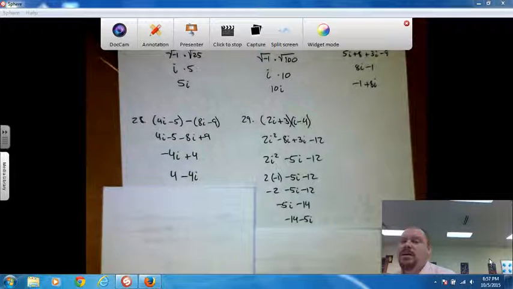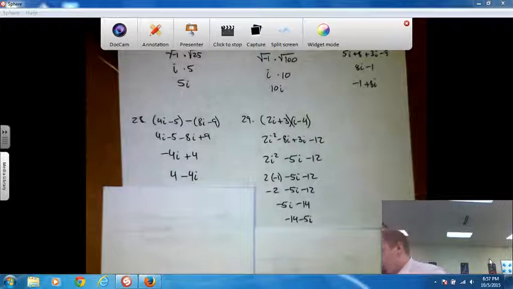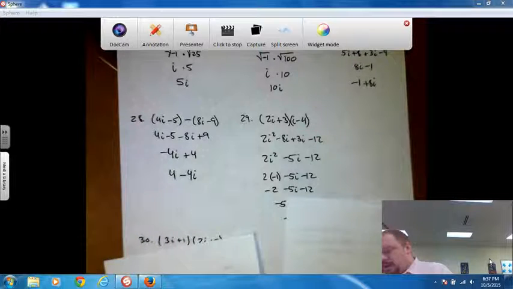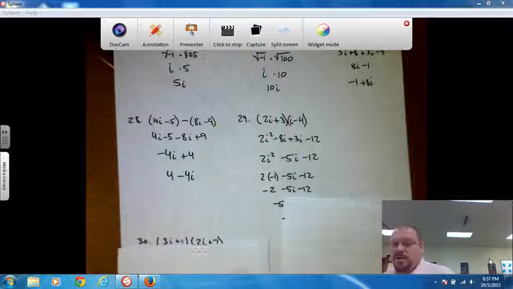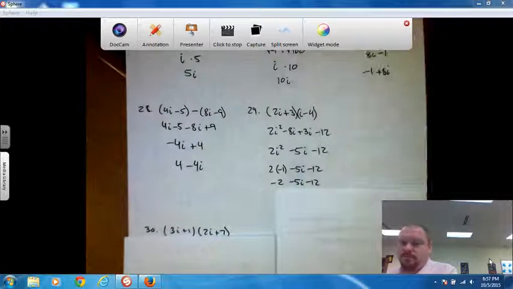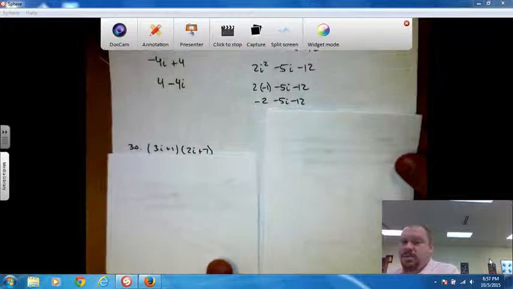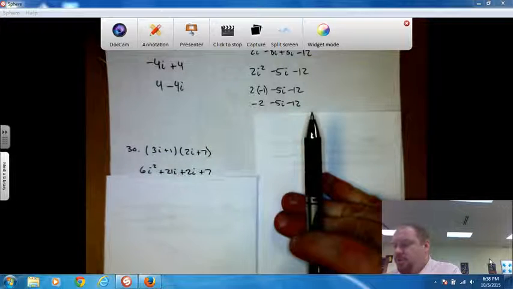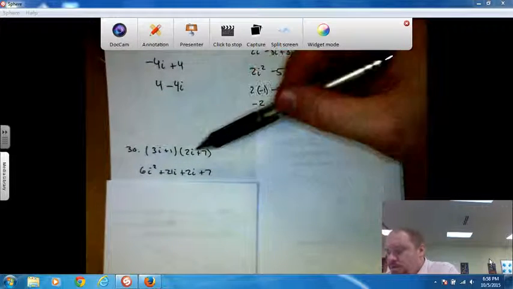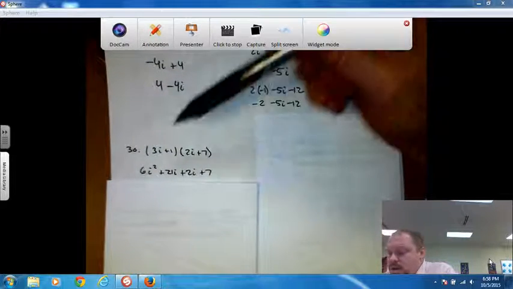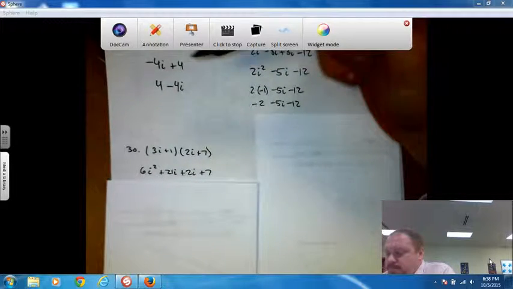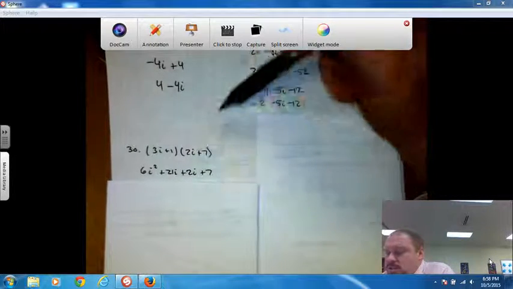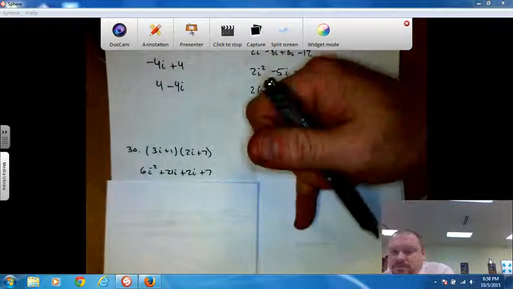And now, last question, another foiling question. Okay. Is number 30. 3i plus 1 times 2i plus 7. Foil it out. 3i times 2i is 6i squared. 3i times 7 is 21i. 1 times 2i is 2i. 1 times 7 is 7.